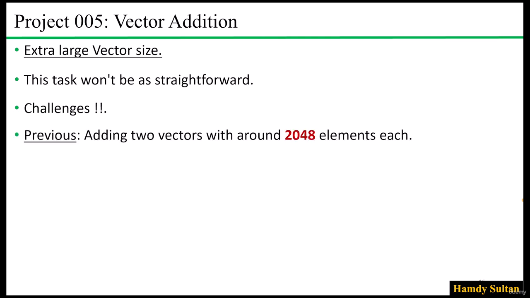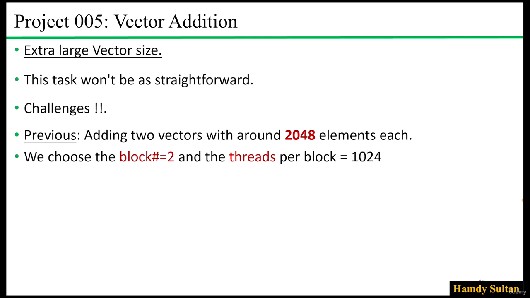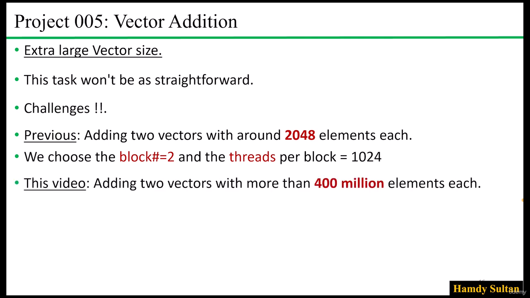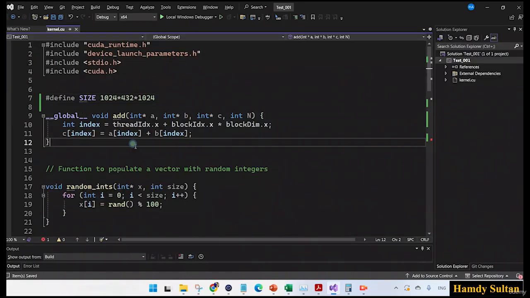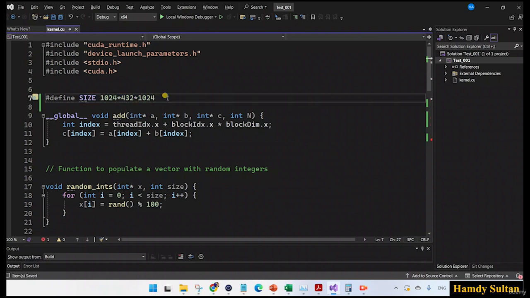In our last project, the vectors were sized at 2048 elements. For that project, we assigned two blocks, each containing 1024 threads. In today's video, I'll increase the vector size to more than 400 million elements. So all we need to do now is to take a look at the code. As we see, the vector size will be 1024 multiplied by 432 multiplied by 1024. And this is more than 400 million elements.